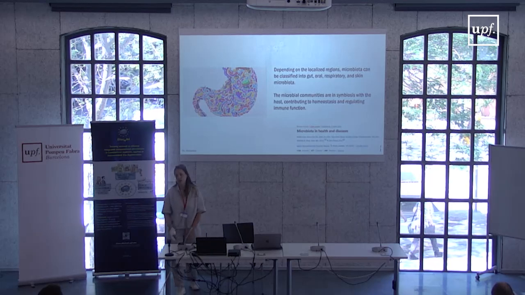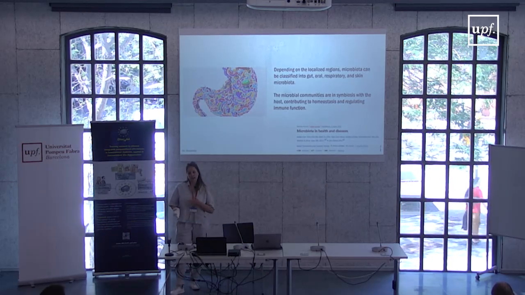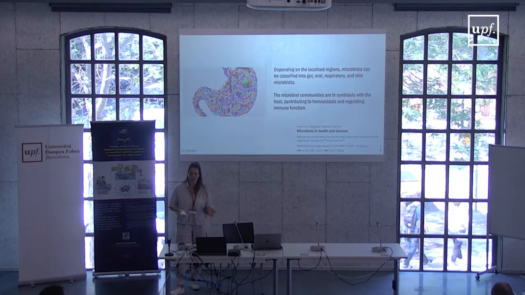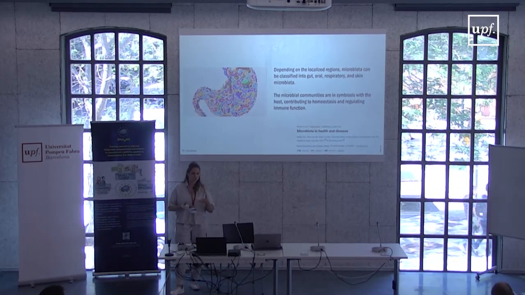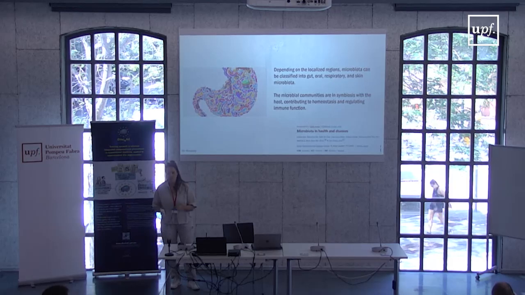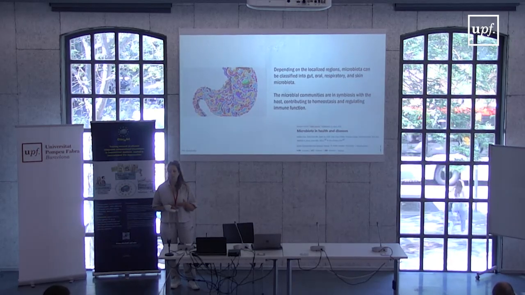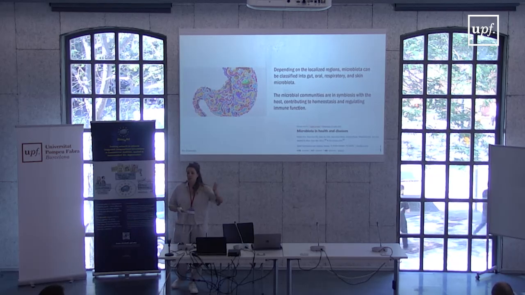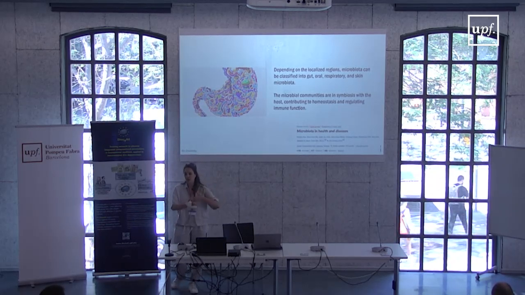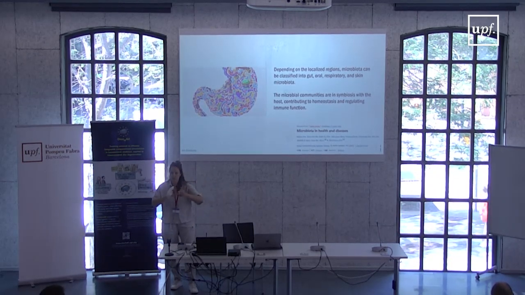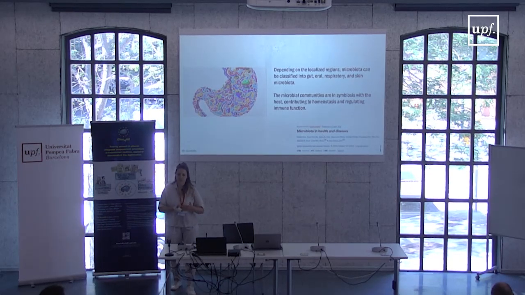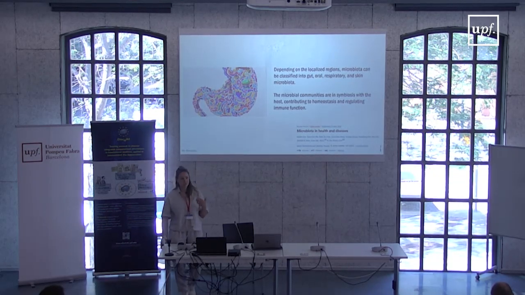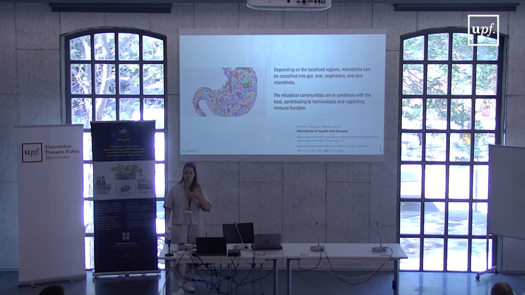Depending on where they are localized, they can be classified into the gut microbiome, the respiratory microbiome, or the skin microbiome. And as you've read or seen in various papers, the gut microbiome, for example, is correlated with depression depending on what bacteria species you have. But they do live in symbiosis, so for example, for digestion, we do need bacteria, right?